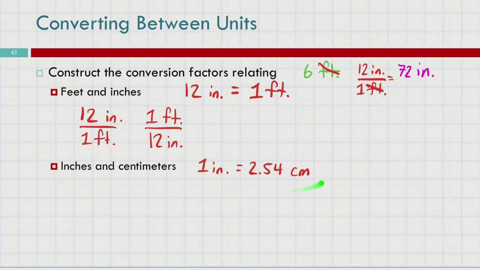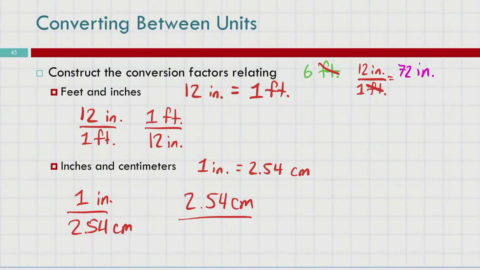For our conversion between inches and centimeters, our two conversion factors are going to be 1 inch over 2.54 centimeters and 2.54 centimeters over 1 inch. Questions about getting those?